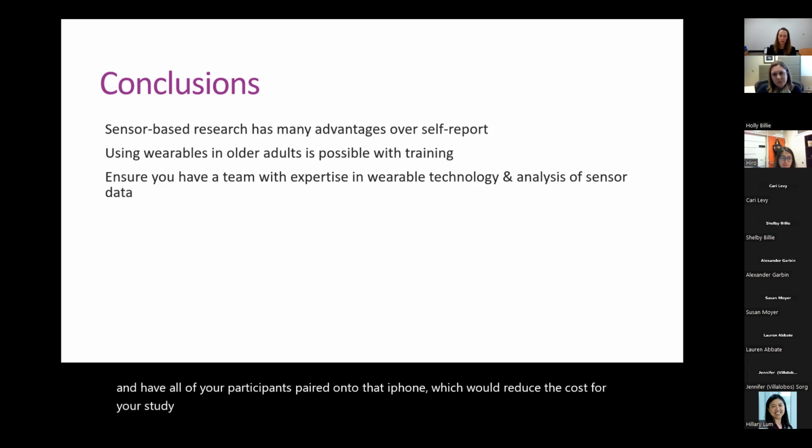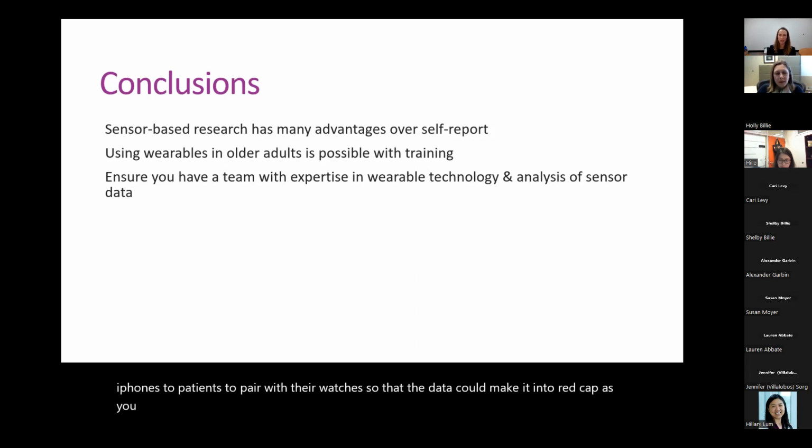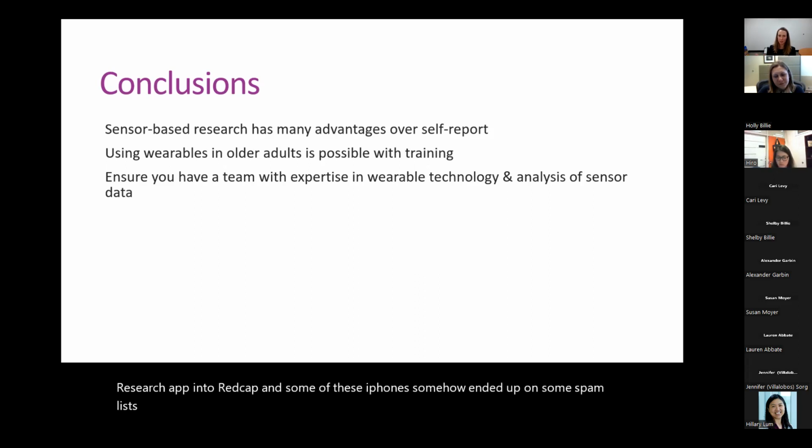One of the issues, for instance, that we ran into is we gave our iPhones to patients to pair with their watches so that the data could make it into REDCap, as you needed Wi-Fi or a data plan for the data to get from our research app into REDCap. And some of these iPhones somehow ended up on some spam lists, and so our participants were called by random people, which we obviously didn't want for older participants.